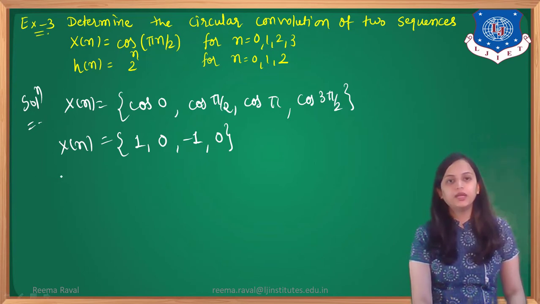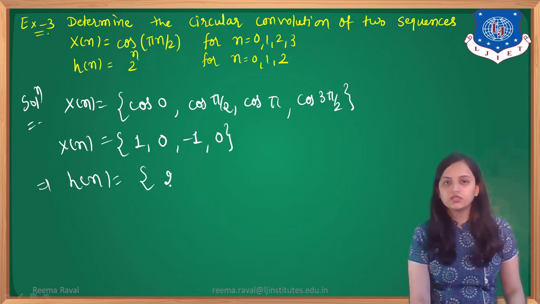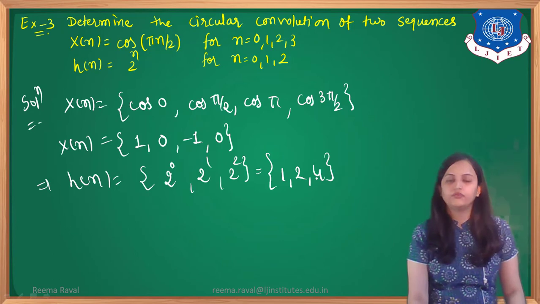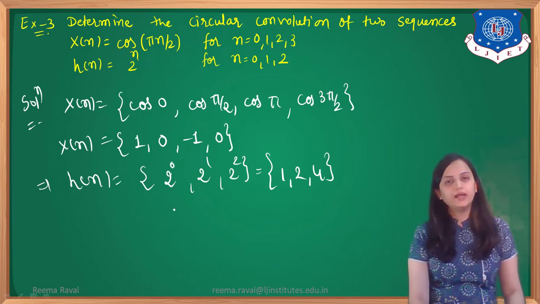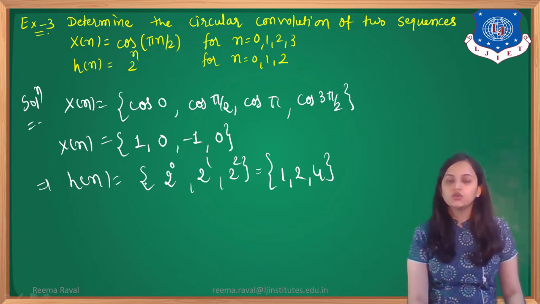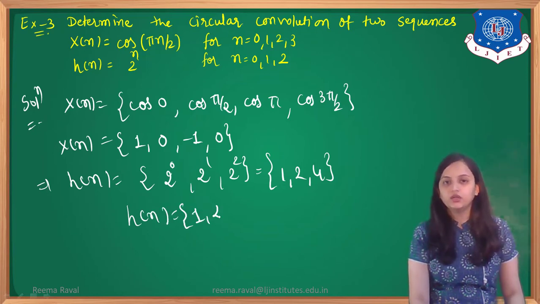Same way we are going to obtain the value of h of n for the instances given as 0, 1, 2. So we will take 2 raised to 0, 2 raised to 1 and 2 raised to 2. So we will get the values 1, 2 and 4 for h of n. Now for the matrix method, as we have seen, we are using a 4 cross 4 matrix. So for h of n we need to have 4 values. So we can write the value h of n equals 1, 2, 4 and 0.